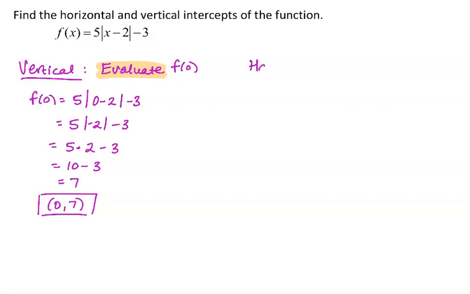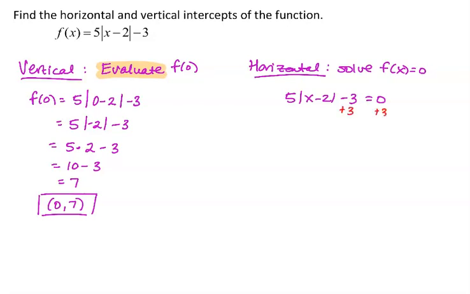So now to find the horizontal intercepts, also called the x-intercepts, now we want to solve f of x equal to 0. So we're saying what input gives you an output value of 0. So to find that, we're going to take our function and set it equal to an output value of 0 and solve for x. So to solve this absolute value equation, the first thing that we need to do is to isolate the absolute value.